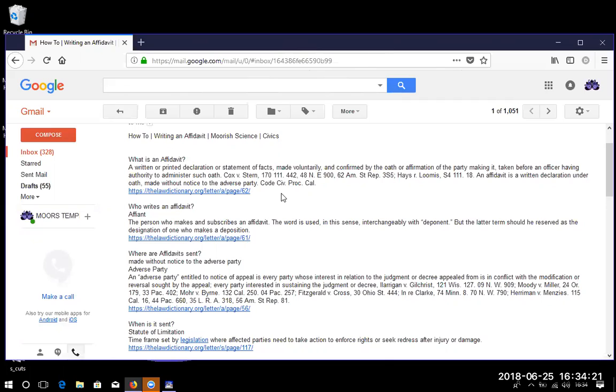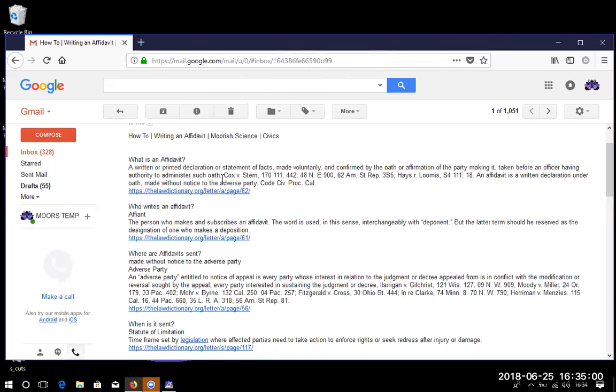What is an affidavit? An affidavit is a written or printed declaration or statement of facts made voluntarily and confirmed by the oath or affirmation of the party making it, taken before an officer having authority to administer such oath. If you're interested in the case law, by all means, please review Cox versus Stern. All right, Hayes R. Loomis. And an affidavit is a written declaration under oath made without notice to the adverse party. Okay, so let's discuss the affidavit and what this definition is explaining to us.